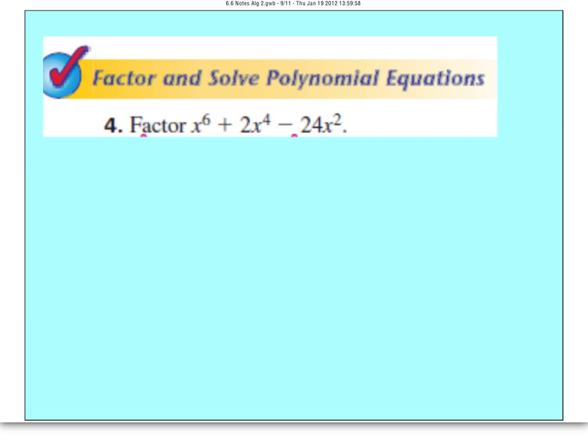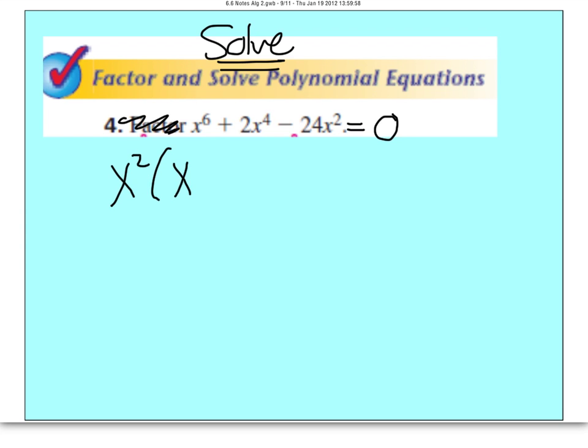So I'm going to change this problem a little bit and get rid of the word factor. And we're just going to actually solve. To do that, I'm going to set it equal to 0. Now it's ready to factor and solve. So again, if we look at it, I can notice that I can take out an x squared from all 3 pieces. So we take x squared out. We'll be left with x to the 4th plus 2x squared minus 24.